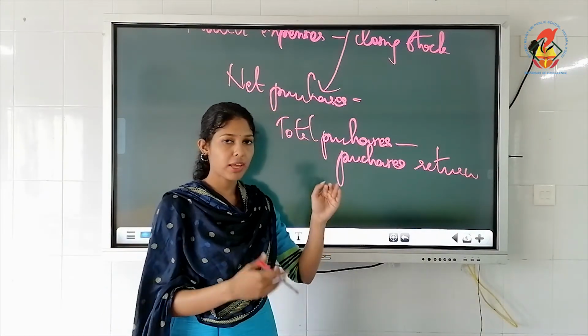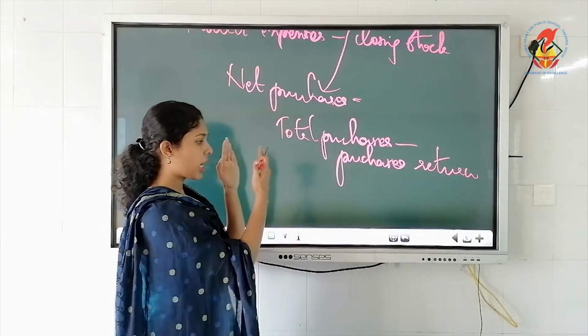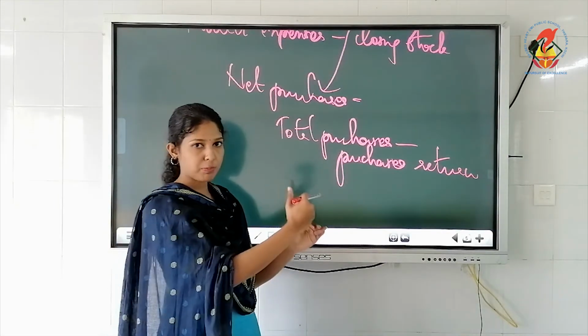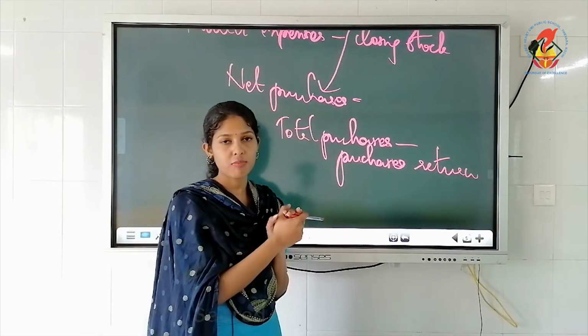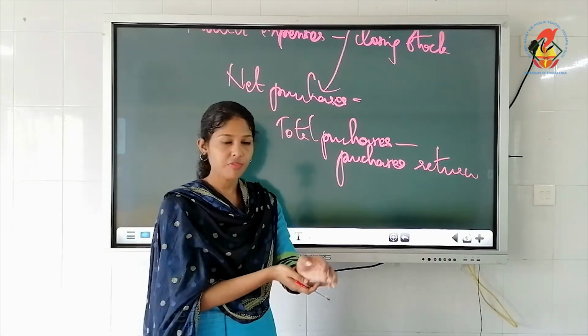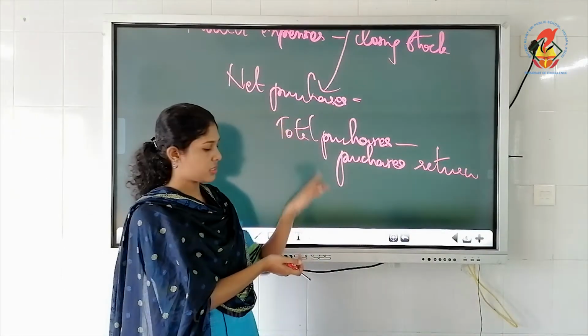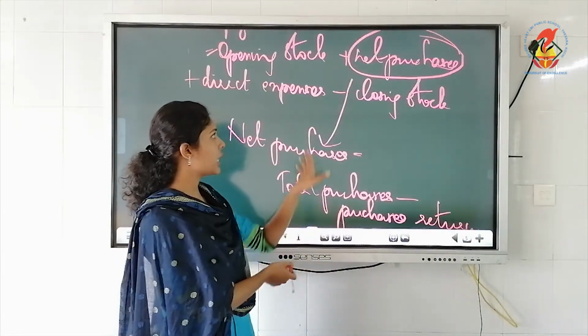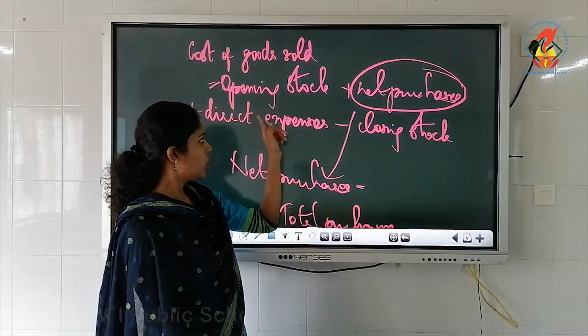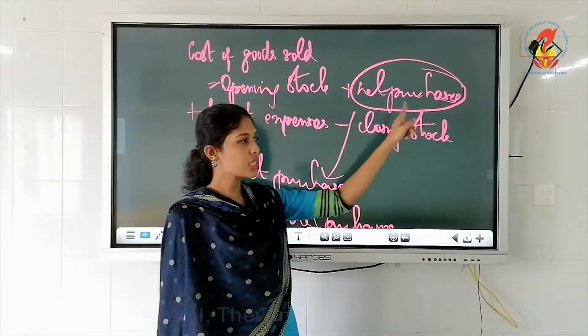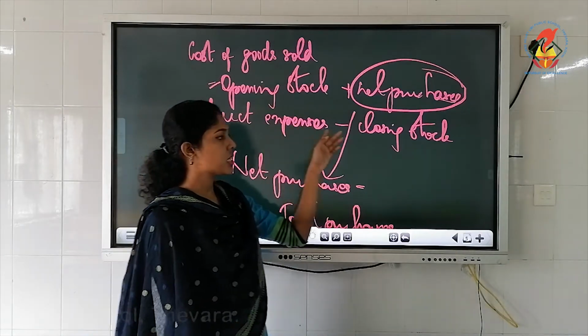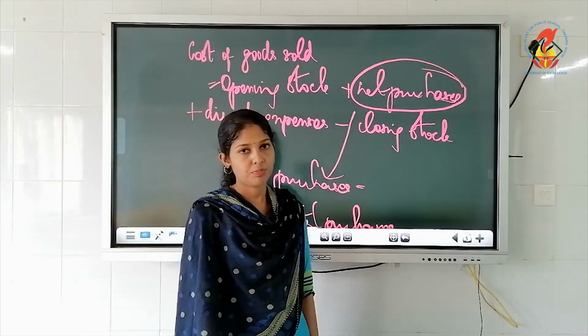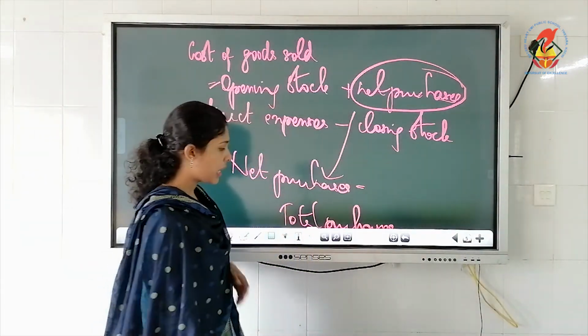You remember the format of trading. We have to write To Purchases, less Purchases Return. In the outer column we will write the balance. That outer column figure is called net purchases. And this we have to take in the cost of goods sold formula: opening stock plus net purchases plus direct expenses minus closing stock. That you have learned already. Now you just apply the formula.